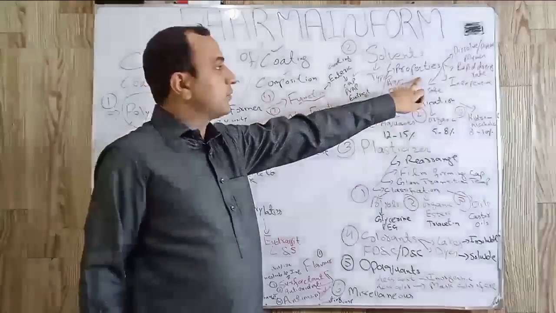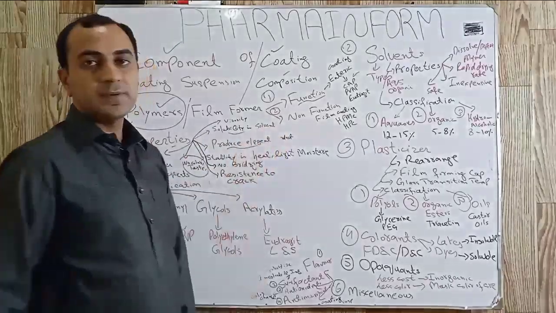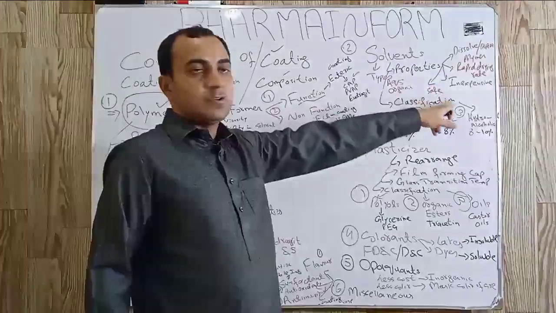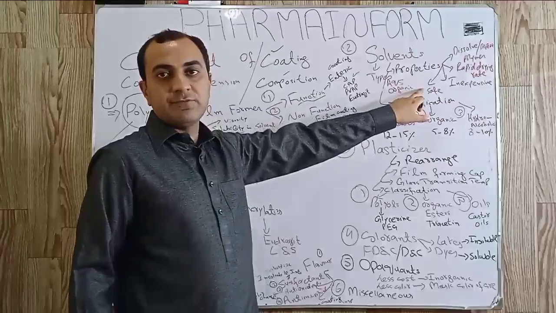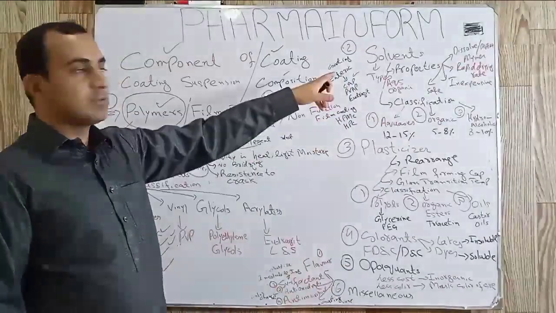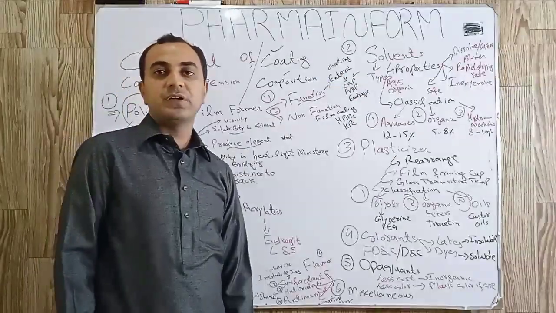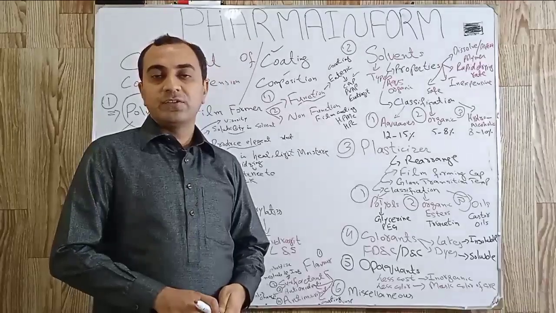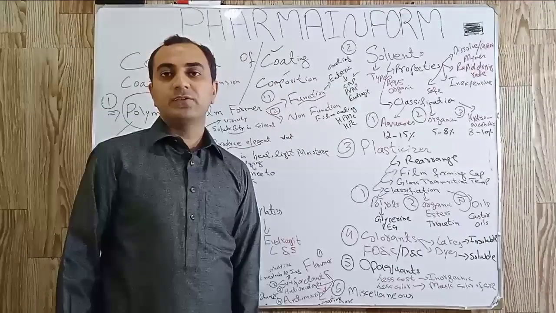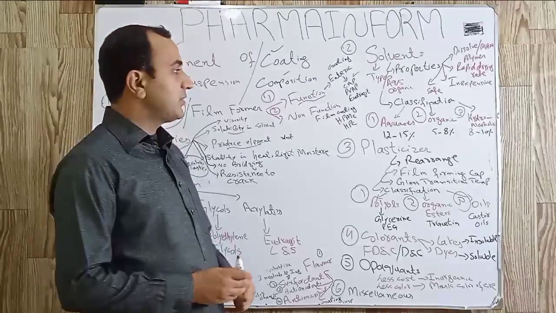The basic properties of the solvents are: it should dissolve or disperse the polymer used easily. It should have rapid drying rate. It should be inexpensive. It should be safe for human and environment. There are two types of solvents which we can use for our coating suspension. One is aqueous and other is organic solvent. Aqueous solvent is water and organic solvent have different types of solvents like isopropyl alcohol, rectified spirits, etc.